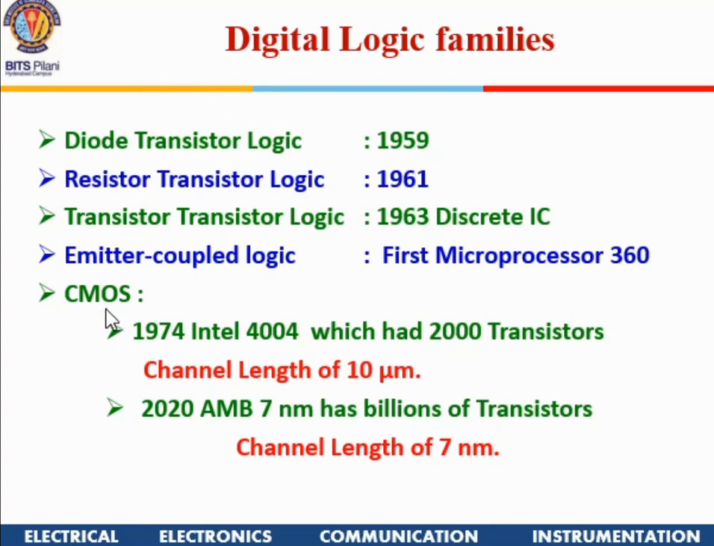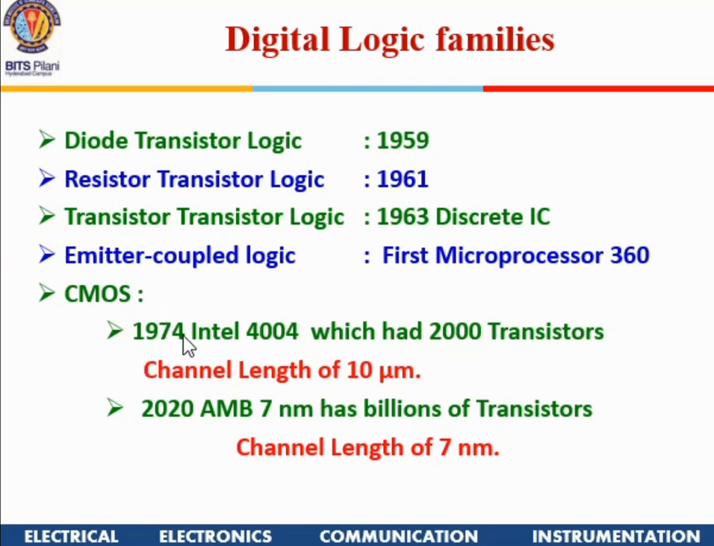Till today all the microprocessors are based on CMOS logic, because it is very area efficient, power efficient, and it can operate at very high speeds. So that is why, since 1974, we are using CMOS technology.